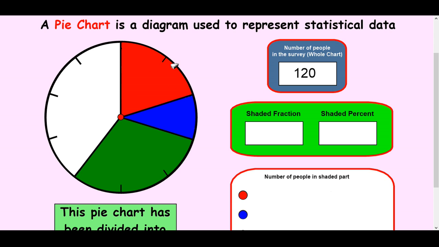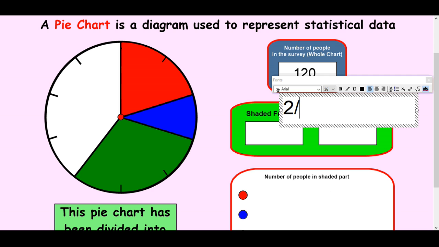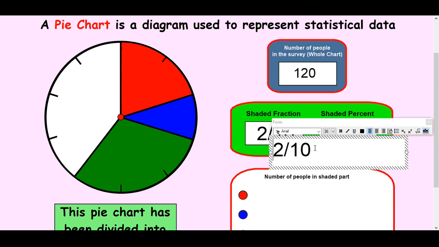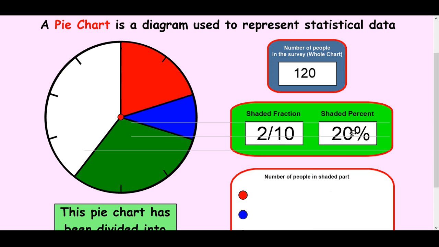Now, I know the red bit's 2 out of a total of 10. See, there's 2 bits here out of a total of 10, so I know that's 2 tenths. Now, I'm sorry, I'm going to write it like this, just because my keyboard's typing like that. So that's 2 tenths. But hopefully we know that 2 tenths is the same as 20%. And if you don't know that, then maybe have a look back at the percentages lessons. But 1 tenth is 10%, so 2 tenths is 20%. So the red bit, and I'll get to the number of people in a minute, the red bit is 2 tenths, or it's 20%.